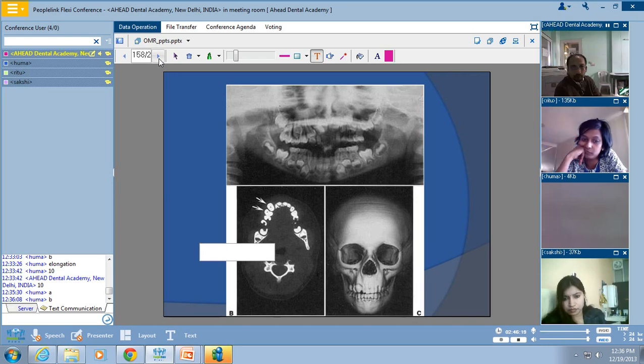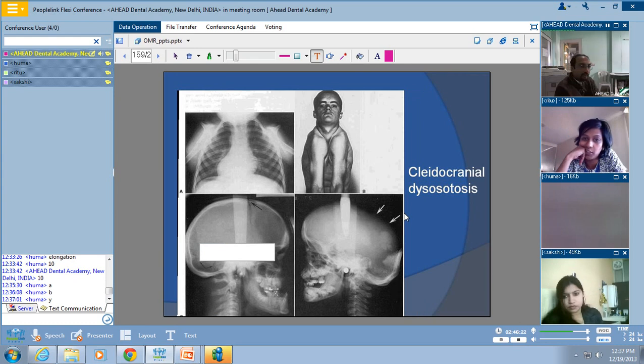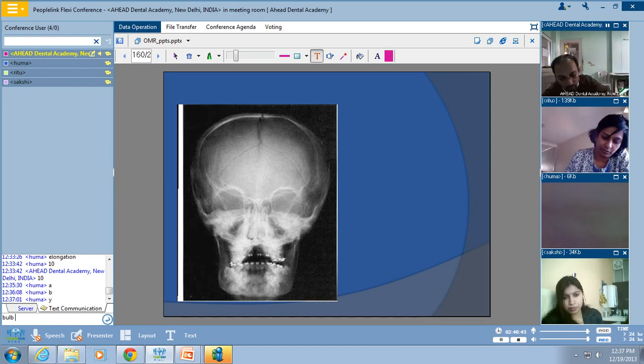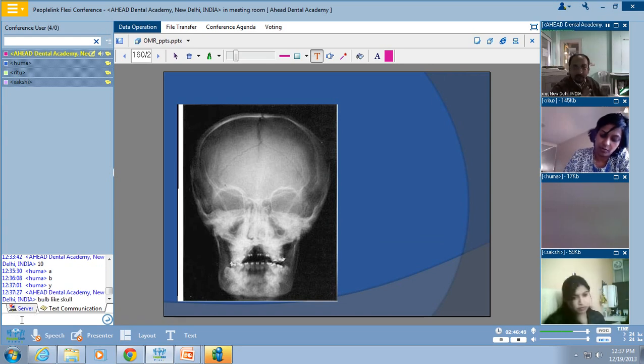Cleidocranial, well, there is midline meeting of the shoulders, bifid ribs are there. Then we have all these conditions. Cleidocranial dysostosis, as I told you, cotton wool appearance is the hallmark of cleidocranial dysostosis. In addition to this, we have something called a bulb-like skull. Bulb-like skull is seen in patients with cleidocranial dysostosis.